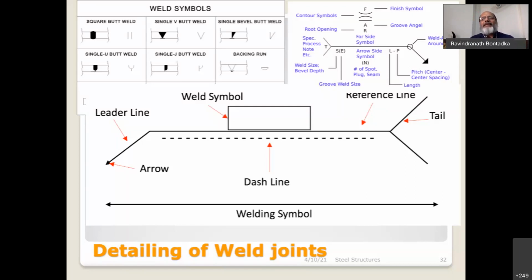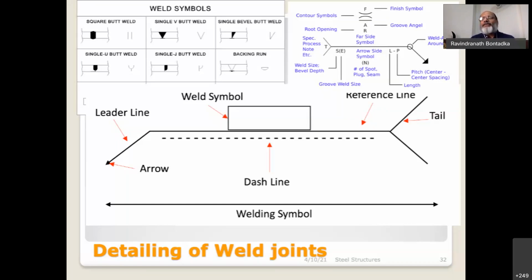Then we come across, on this side, the far side symbol; you will have different symbols, the finish symbols. For example, if it is a square butt weld, a different symbol here. The single V butt, a different symbol here. So based on what you want, we get that. Then the arrow side symbol tells you whether it is a number of spots, how much length, and what pitch you want for the welding. And then the root opening is mentioned here. The tail will give you specific processes required.